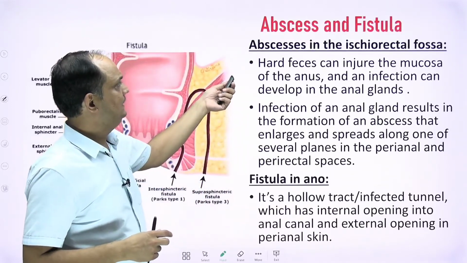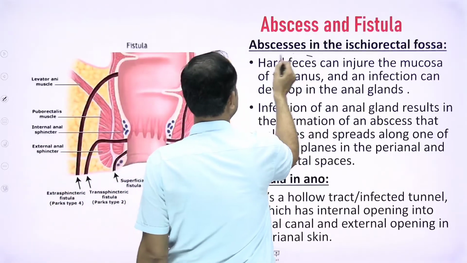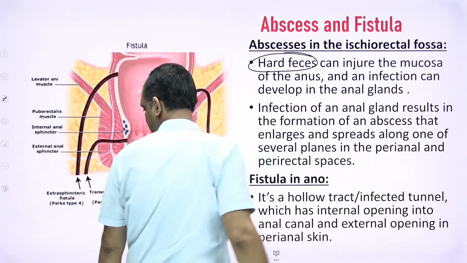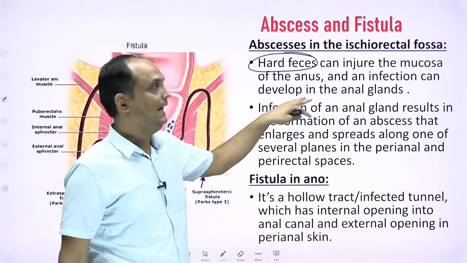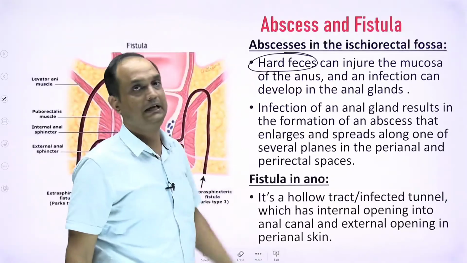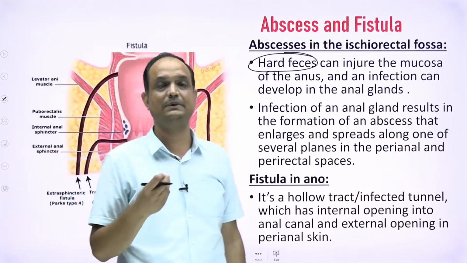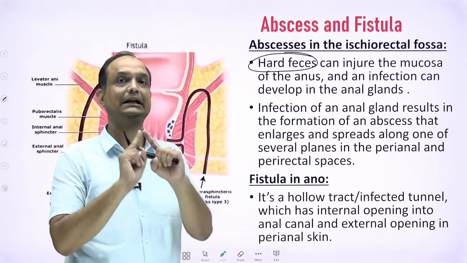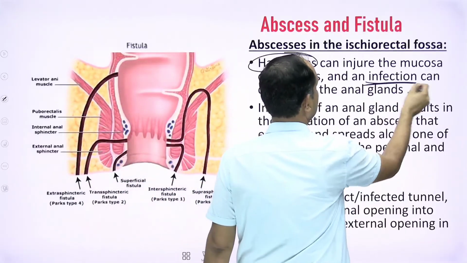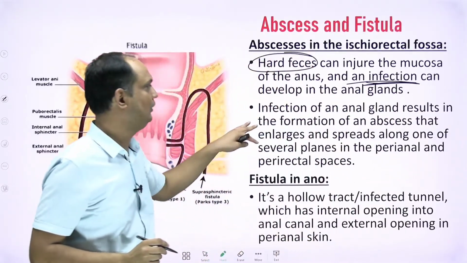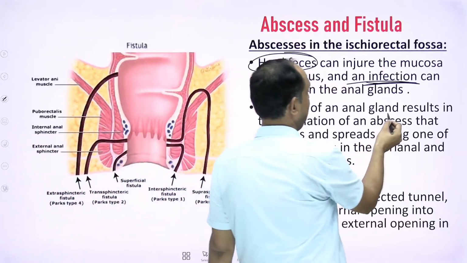The abscess in the ischioanal fossa occurs because of hard feces injury. When there is hard feces injury to the mucosa of the anus, an infection can develop in the anal gland. So whenever a persistent hard stool is passed by the person, what will happen? The anal gland around that part of the anal canal will get infected. Because of that infection, ultimately the abscess will form in those glands.